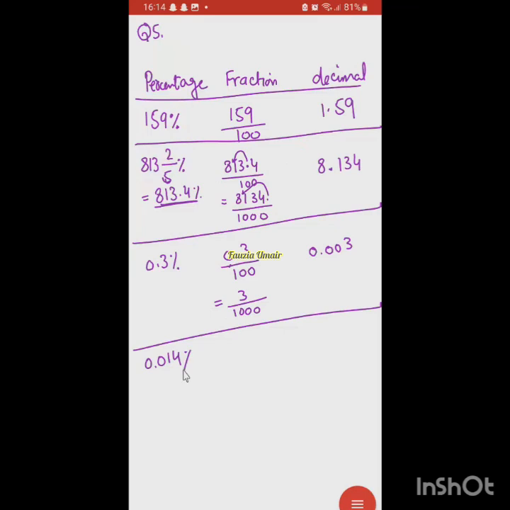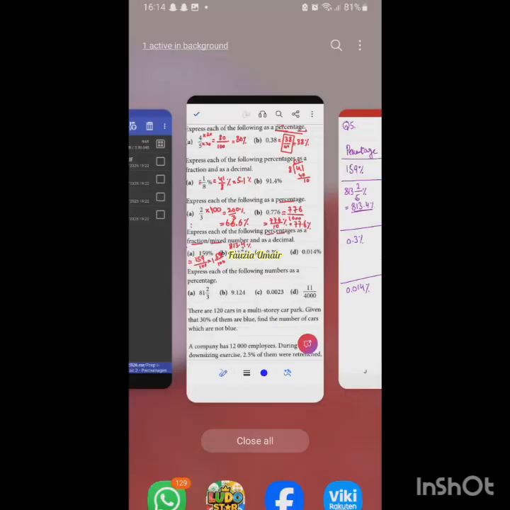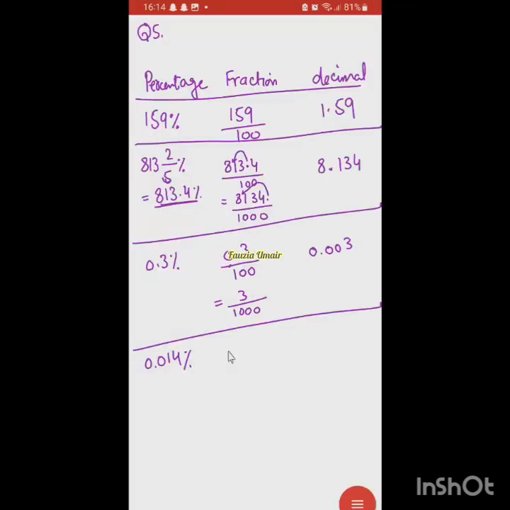So now the last one is 0.014%. We can write it as 0.014 by 100. And when we remove the decimal, it becomes 14 by 1,000. 100 तो पहले ही है. There are three more zeros coming. तो कितने zeros हो जाएंगे total? 5 zeros. 1, 2, 3, 4, 5.